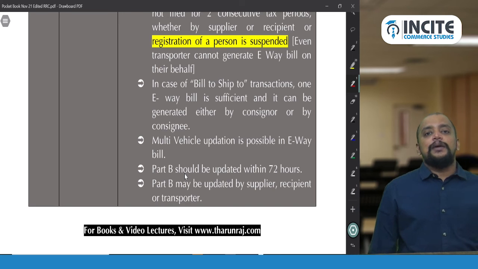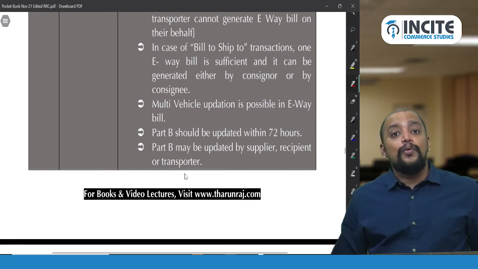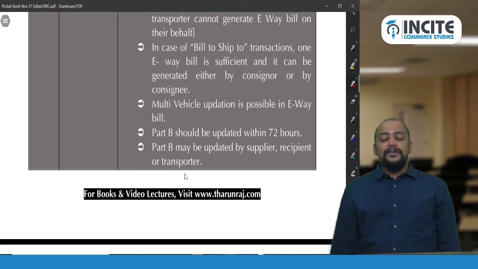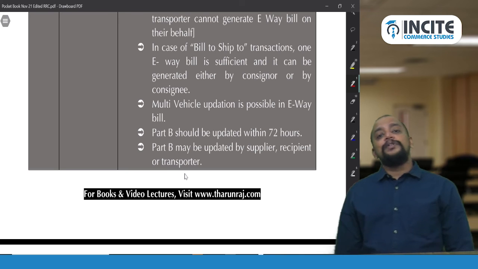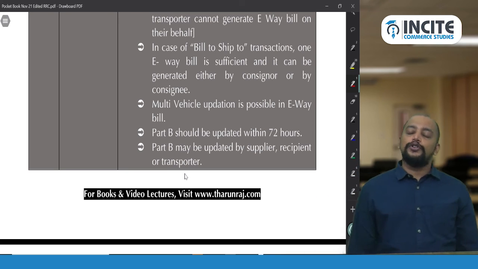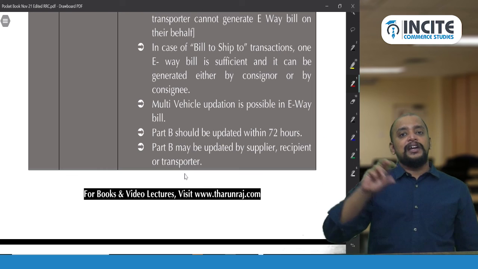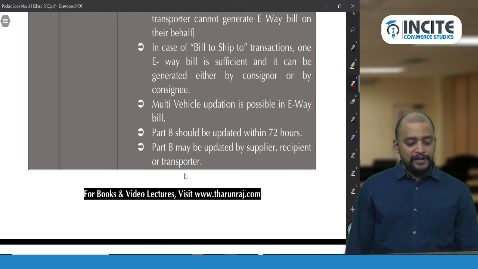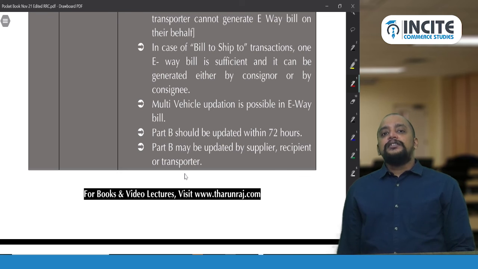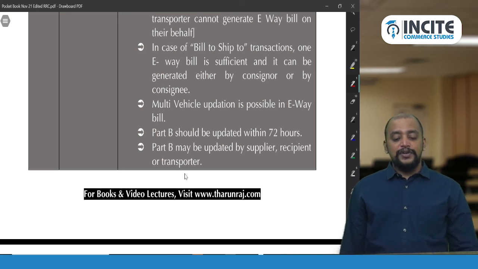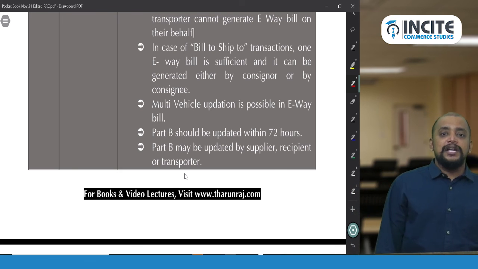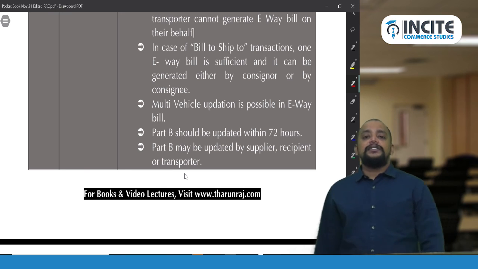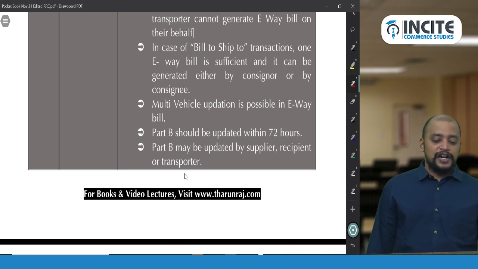Then multi-vehicle updation. So up to some distance in one vehicle and thereafter another vehicle. In that case, whether we can update the vehicle numbers, how many vehicles you want to use to transport, you can. So that multi-vehicle updation is possible in the same e-way bill. No need to generate a new e-way bill. And Part B, that is vehicle details, needs to be entered within 72 hours from the generation of Part A, and it may be entered by the supplier, recipient or transporter.